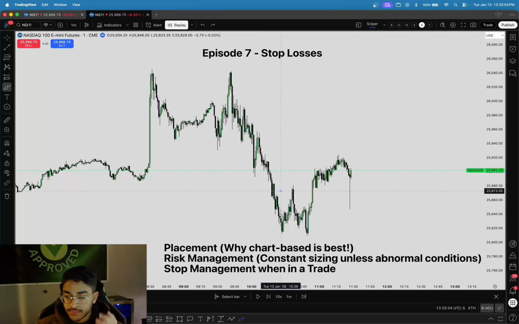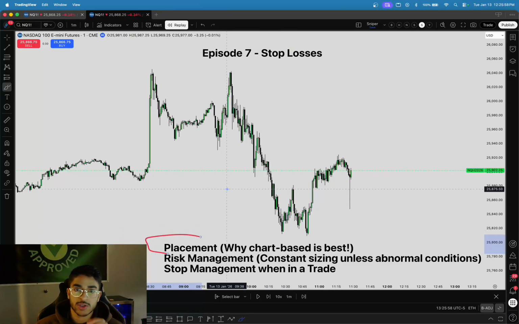So right off the bat, starting with placement, right? My stop placement is always chart based. I don't risk a fixed point percentage or percentage of my drawdown. Generally, it's about the same because I have a very constant entry model, right? I'm only entering 1 minute and 30-second inversions. So my risk is generally ballpark the same, right?